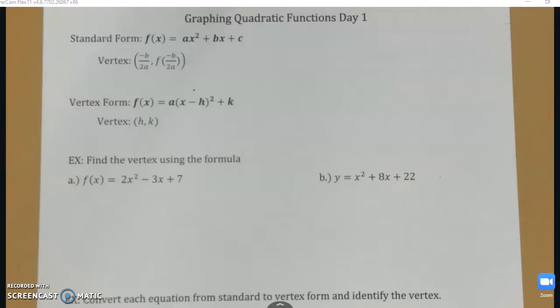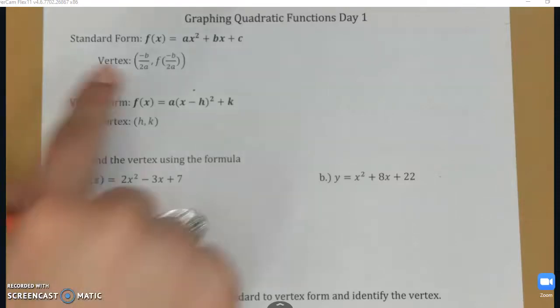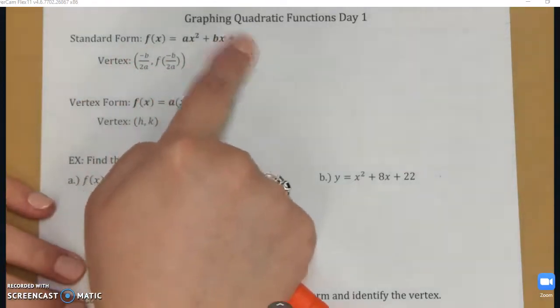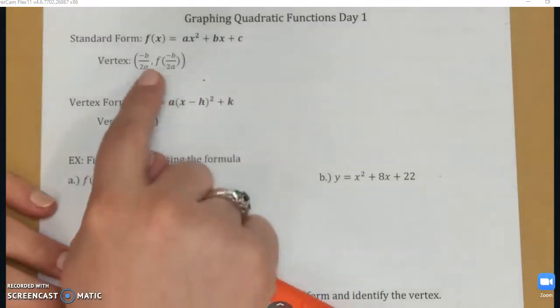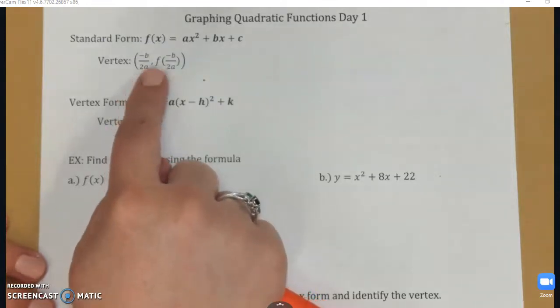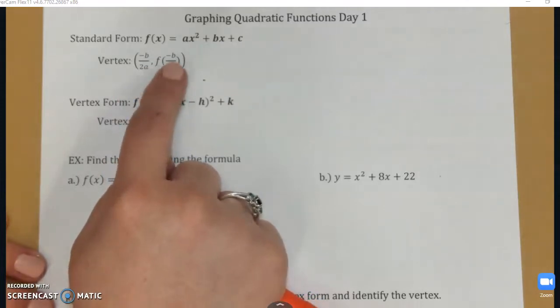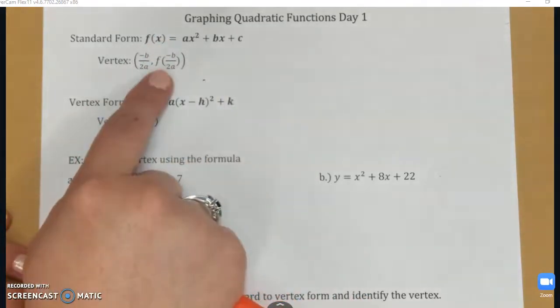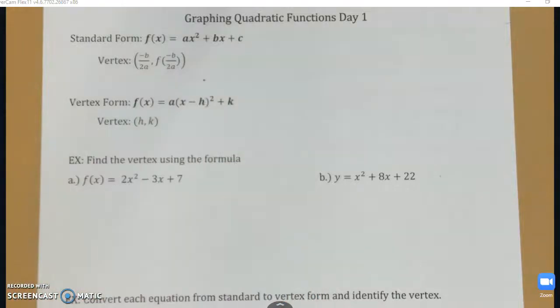And in standard form, when we're looking for the vertex of our parabola, we use the vertex formula. So we identify our a, b, and c, remember our coefficients and our constant, and we find the x-coordinate of our vertex by calculating negative b divided by 2a. Once we have found that x-coordinate, we find the y-coordinate by plugging that value back into our function and solving.